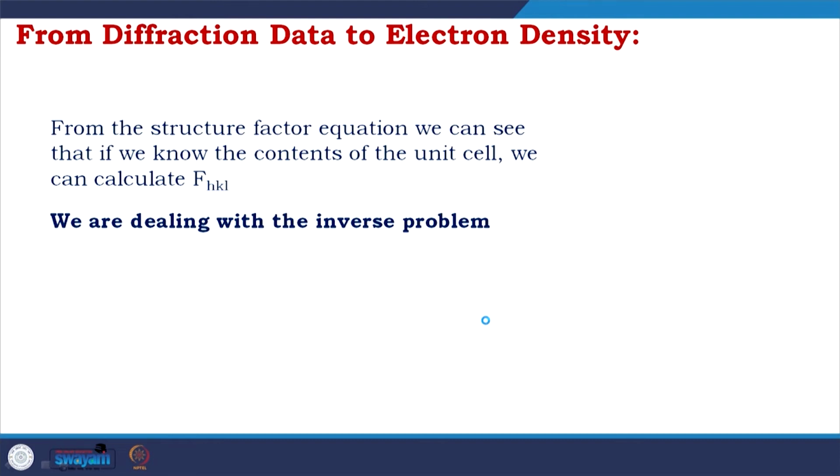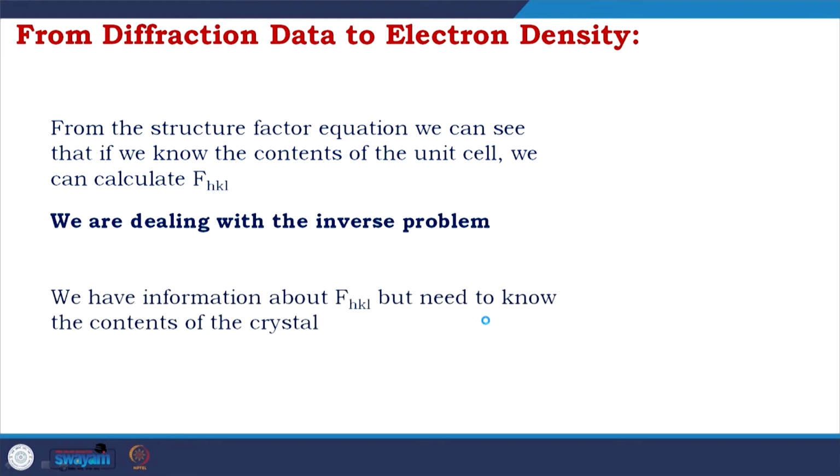But actually we are dealing with the inverse problem. We have information about FHKL, we got it from the intensity of the spots, but we need to know the content of the crystal. We have FHKL and we want to get the electron density, which will help us to spot the atoms and understand what is there in the crystal.